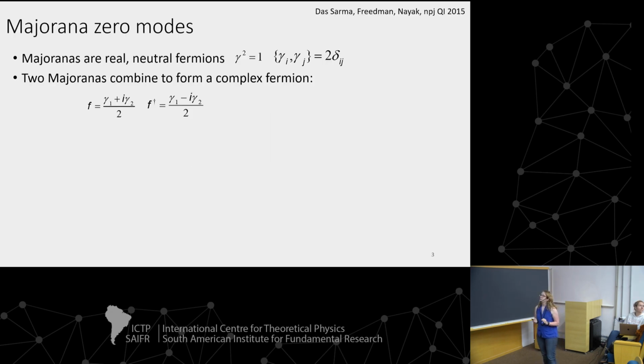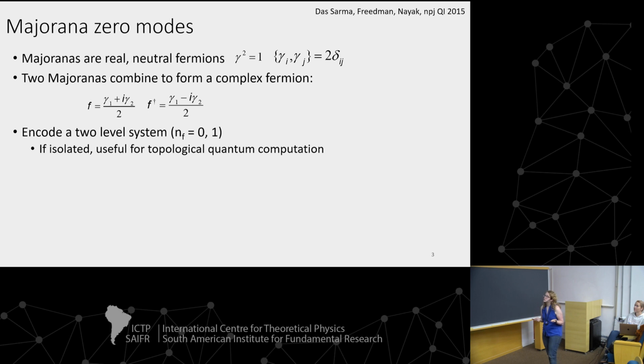All right, so first, what is a Majorana fermion? They're real neutral fermions. They have these properties, and you can combine two Majoranas to form a single complex fermion, which we're calling F here. So these gammas are our real fermions. There are 2 of them. This is an old story. This is potentially useful for non-universal topological quantum computation, where the fermion number encodes a 2-level system. And so potentially you can use these to braid them and realize different quantum circuits.